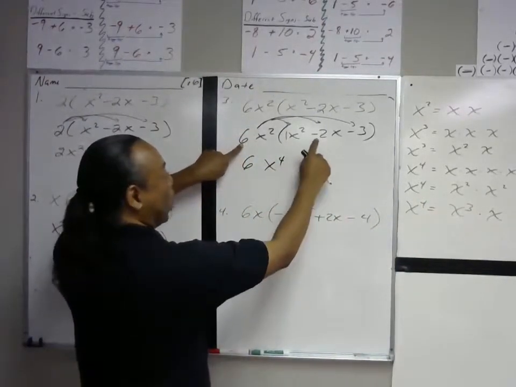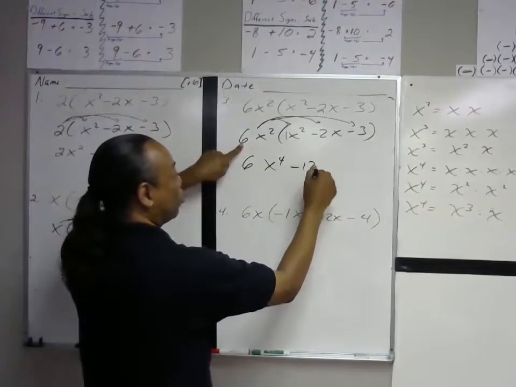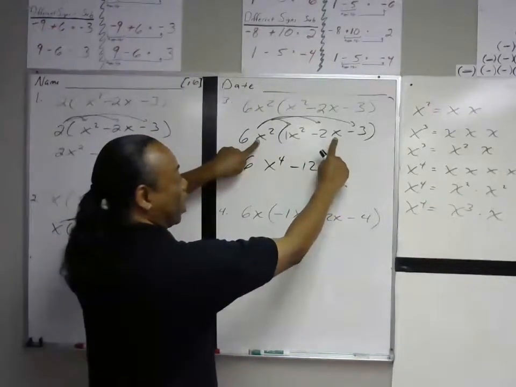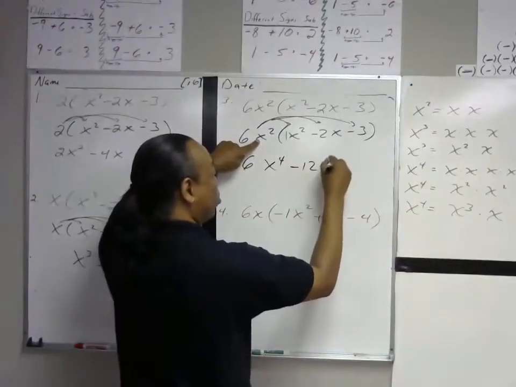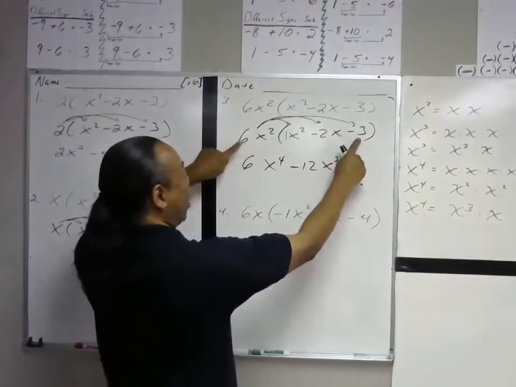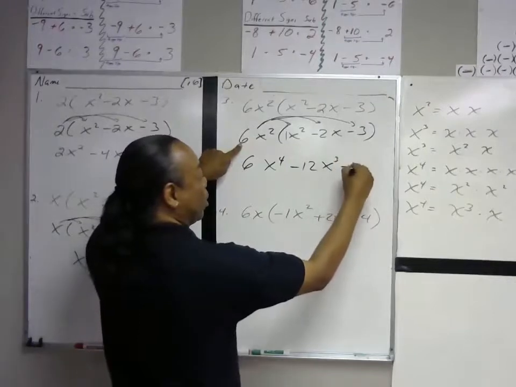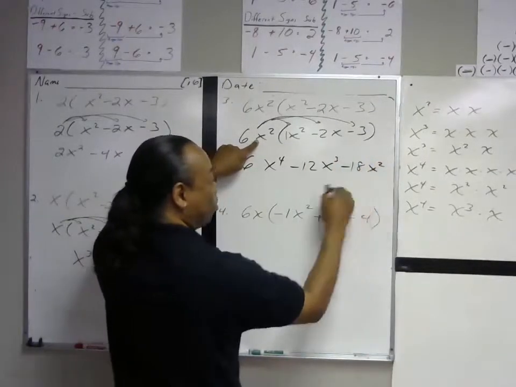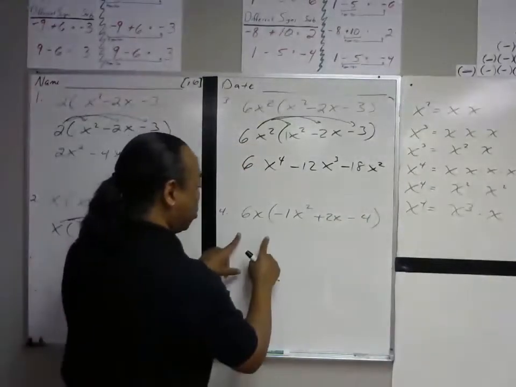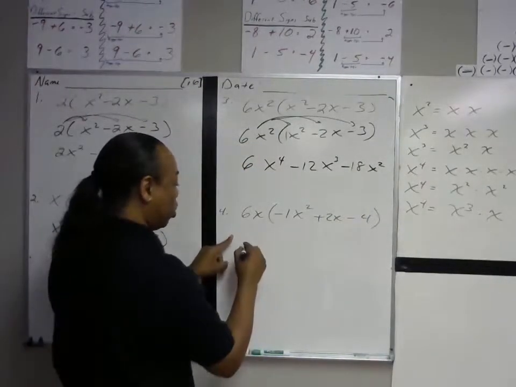Next, we have 6 times negative 2. That's negative 12. And an x to the second power times x. Well, x to the second power times x is x to the third. And next, we have 6 times negative 3. That's negative 18. And x squared times everything here. And that's finished.